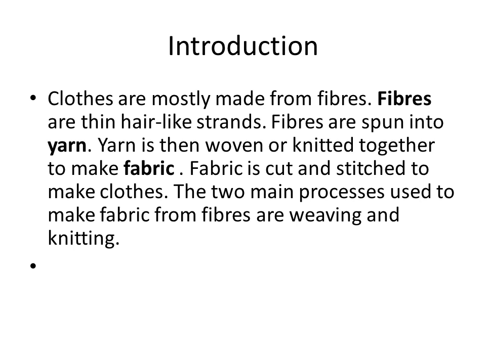The clothes are mostly made from fibers. So what are fibers? They are thin hair-like strands. They are spun into yarn. Yarn is woven or knitted together to make fabric. Yarn is one type of thread. By using the knitting process or the weaving process, they are put together to make a fabric. From that fabric, we can cut and make the clothes.